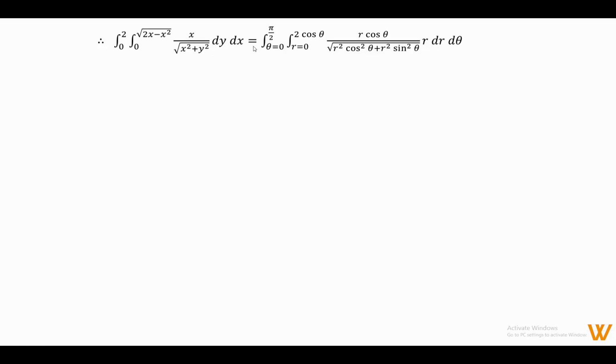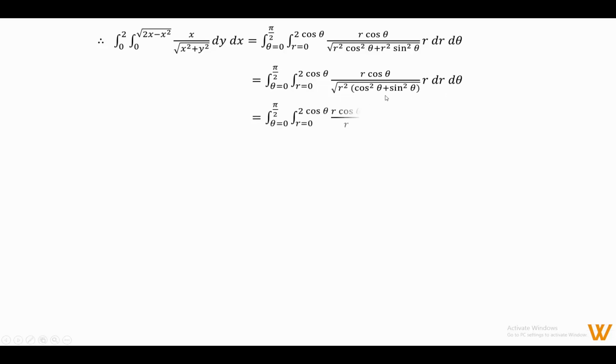Now write down these limits in terms of polar coordinates r and θ. So in the double integration, for the first integration θ varies from 0 to π/2, and for the second integration r varies from 0 to 2 cos θ. Put x = r cos θ upon √(r² cos²θ + r² sin²θ), and dy dx is r dr dθ. Therefore it is equal to the integral with θ from 0 to π/2, then r from 0 to 2 cos θ, of r cos θ upon √(r² (cos²θ + sin²θ)) into r dr dθ.